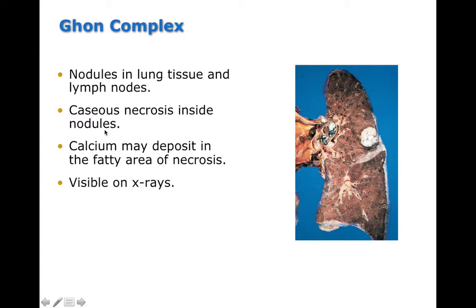Now, it's caseous necrosis inside, but because the Ghon complex or focus here is fairly new, you don't find a thick fibrous capsule around it, which means that TB bacteria are more able to spread out of this lesion into surrounding tissue and cause problems nearby. Now, calcium may deposit in the fatty area of necrosis, which makes it harder and also more stable. And what's interesting too is this is visible on x-rays. So one of the confirmatory ways you can diagnose a latent or active TB infection is to take a chest x-ray. You'll see it on the x-ray as an opacity within the lung region.